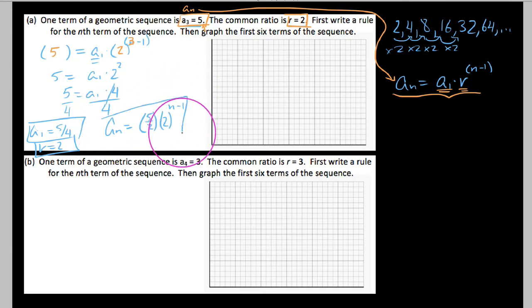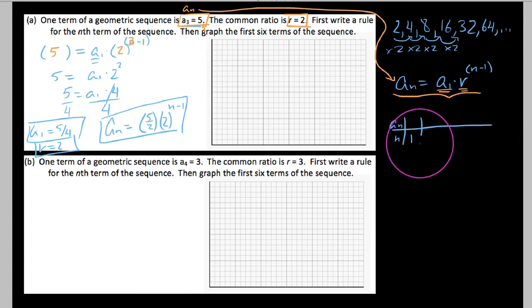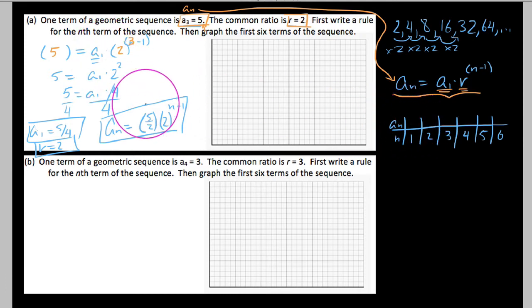So when somebody says, let's make a graph of the first 6 terms of the sequence, what we do is write out the first 6 terms of this sequence. One way to do it is we could make a table. We say a sub n and n, so our first term, second term, third, fourth, fifth, and sixth. There's an easier way to go about this, but we start by plugging in 1. So if my rule is this, if I plug in 1, we say a1 equals 5/4 times 2 to the 1 minus 1, in other words, 2 to the 0. And 2 to the 0 is 1, and 1 times anything is itself. So this just comes out to be 5/4.